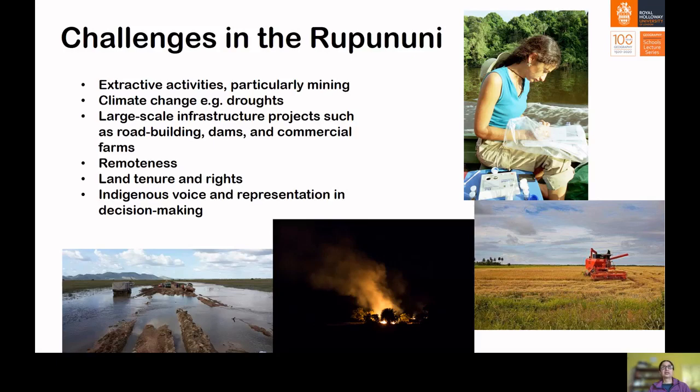Land tenure and rights. So, some villages do have rights to their land, but it's all demarcated into small sections. So the whole Ripponuni is a combination of Indigenous land, state land, and sometimes private land. So trying to maintain this landscape is really tricky because there are a lot of different types of actors or landowners in this issue, and a lot of the Indigenous community.